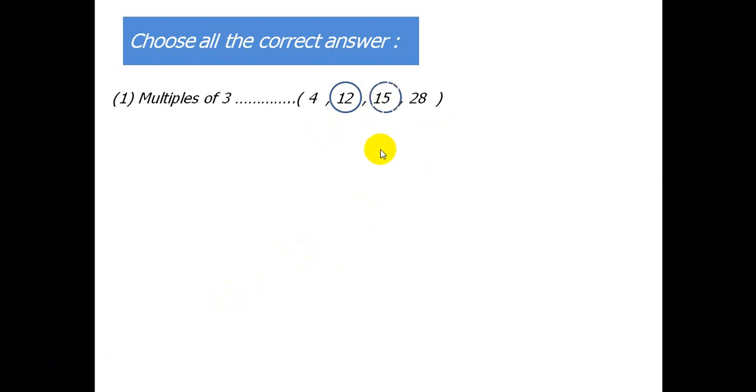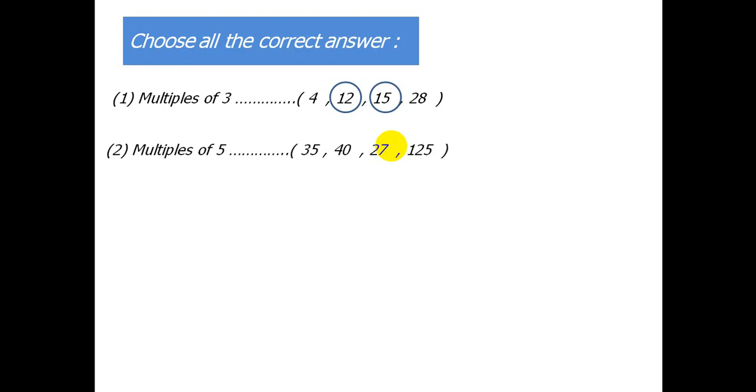I have 28. No, I have 27. 3 times 9, I get 27. Okay, what about 3 times 10? 3 times 10 equals 30. I don't have 28 as a result inside table 3. So is it a correct answer? No, it's a wrong answer. Okay, the second.